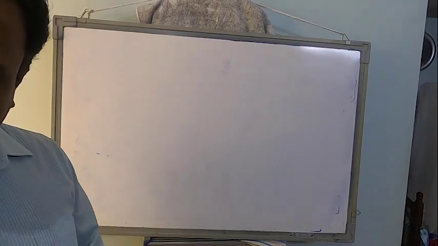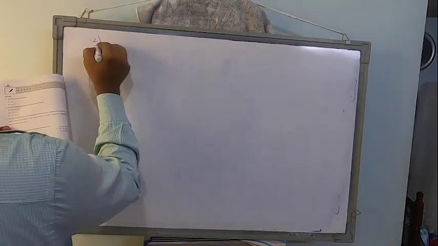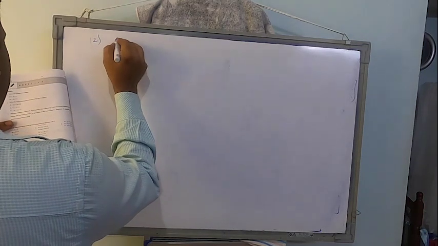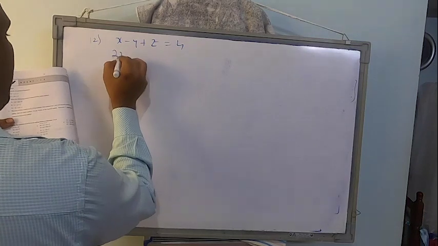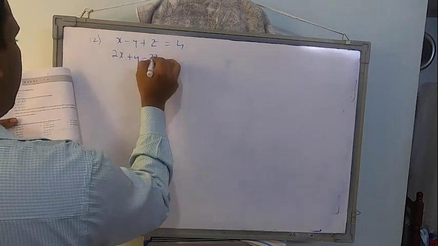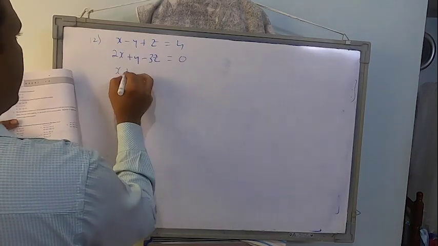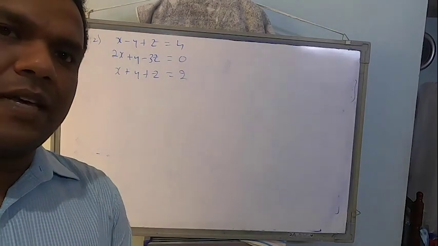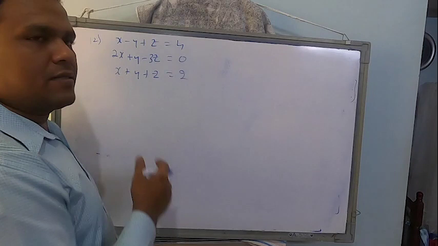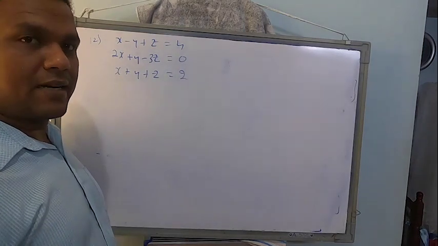So problem number 12. Let me consider problem number 12. The equations are x minus y plus z equal to 4, 2x plus y minus 3z equal to 0, x plus y plus z equal to 2. The same steps have to be repeated. So solve this system of linear equations by the matrix method.